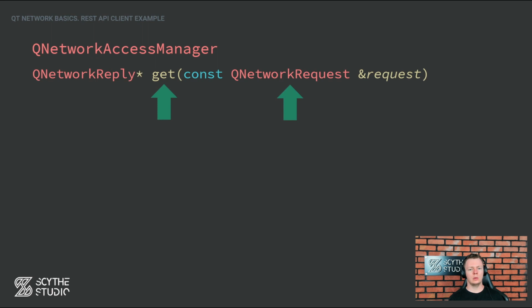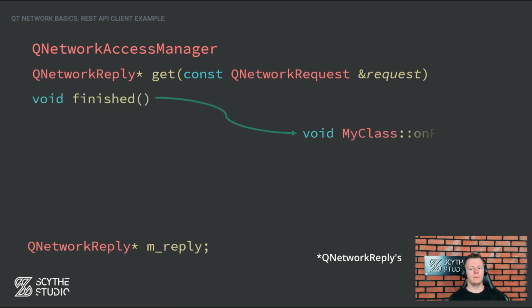We pass the QNetworkRequest object variable as a parameter, and then this method returns a pointer to QNetworkReply. We should store the response so later, after it's ready, we'll be able to process it. We can do that in some other way, but later in the coding section, I will show you how I do that. And finally, we need to know when the response is available. So we connect to QNetworkAccessManager's finished signal to, for example, our own slot.